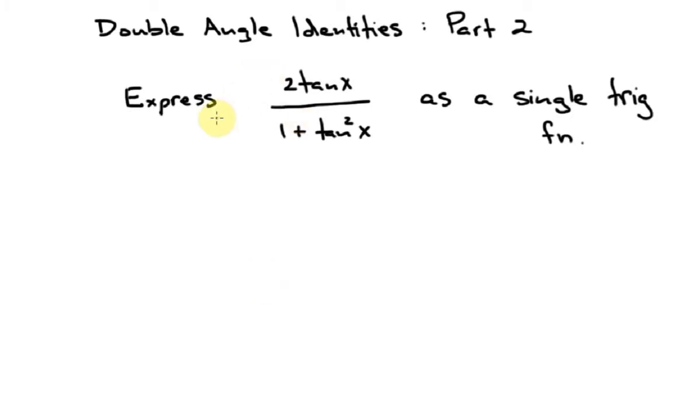Now, our first example says to express 2 tan x divided by 1 plus tan squared x as a single trig function. I personally think the easiest way to do this is to jump right in and switch out all these tangents with the old quotient identity. In other words, sine over cos.